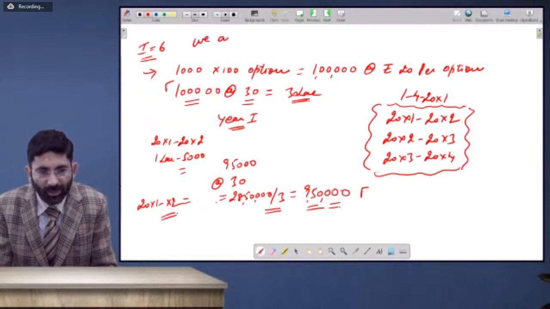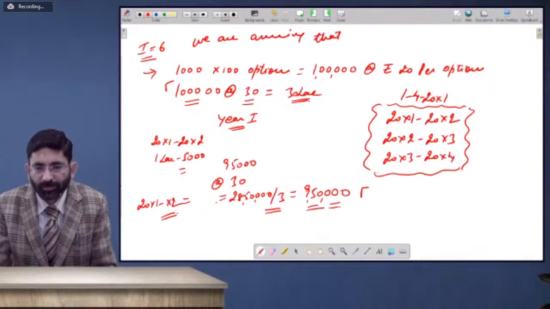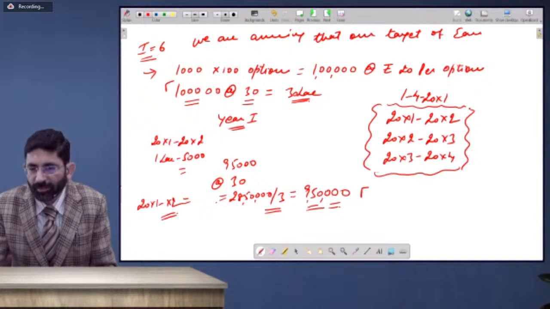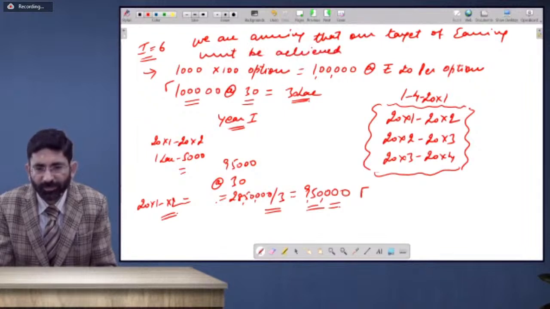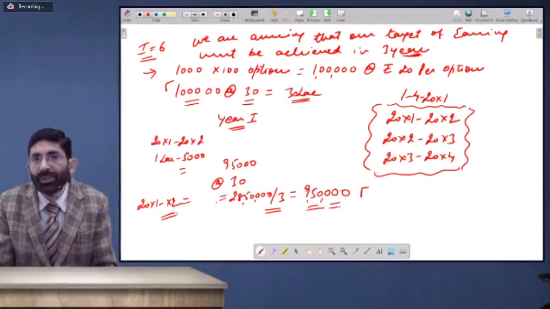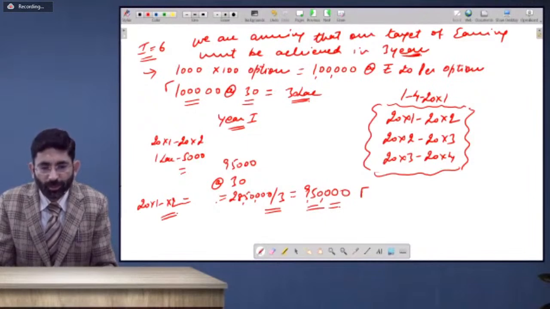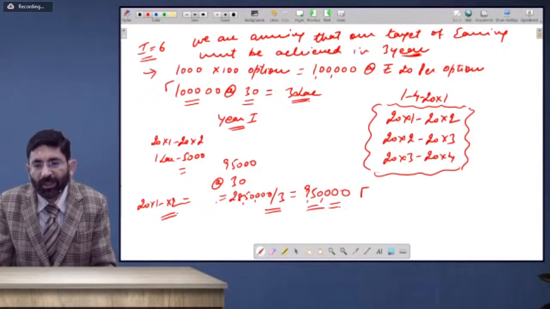We are assuming that our target of earning must be achieved in 3 years. In the module, the assumption is taken that the target is achieved at the end of the second year. So if we assume that the target is achieved at the end of the second year, then what will we do in this way?